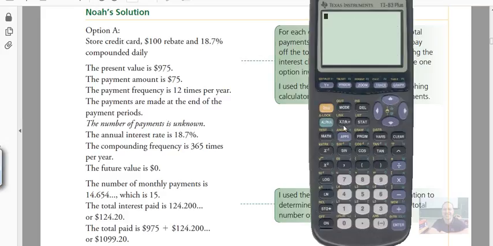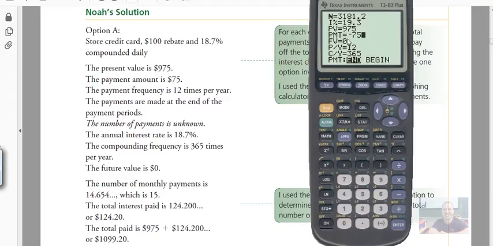TVM Solver is under Applications, Finance, and then there's TVM Solver. Okay? So present value is 1075 minus the 100, so present value here is 975. The payment amount is $75. Remember, we use a negative sign there, negative 75, to mean that's money that's being paid out, that's going away. You're short that money every month, so it's negative. Payment frequency is 12 times a year, so payments per year is 12. We got that already. Payments are made at the end of the payment period.